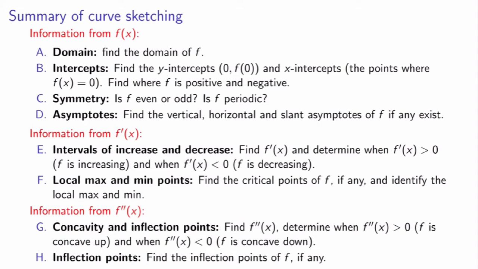Okay, the next step is to extract information from the first derivative, f prime. So you'll want to find the intervals where the function increases and decreases by finding the intervals where the first derivative is positive or negative. And then you want to find the local max and min by finding the critical points of the function and then determining whether they're local max and min using the first derivative test.